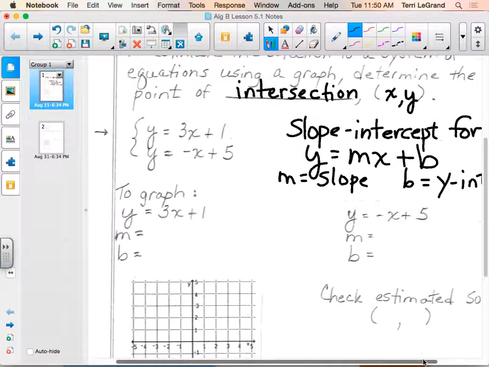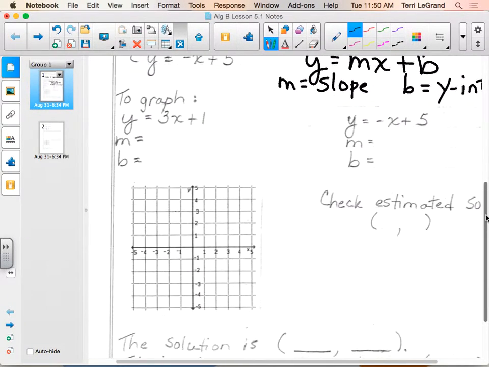So we have our system, y equals 3x plus 1. Is that in slope-intercept form? Y equals 3x plus 1. Yes, it is. That is slope-intercept form. Okay. How about y equals negative x plus 5? Is that in slope-intercept form? Okay. So we can just go right to work getting ready to graph them then.